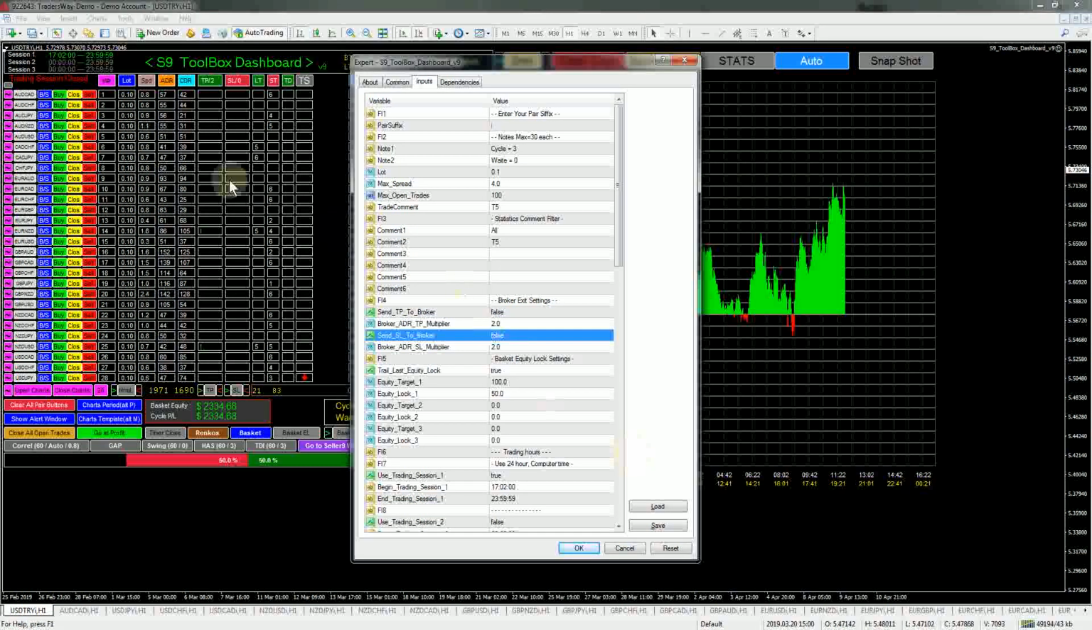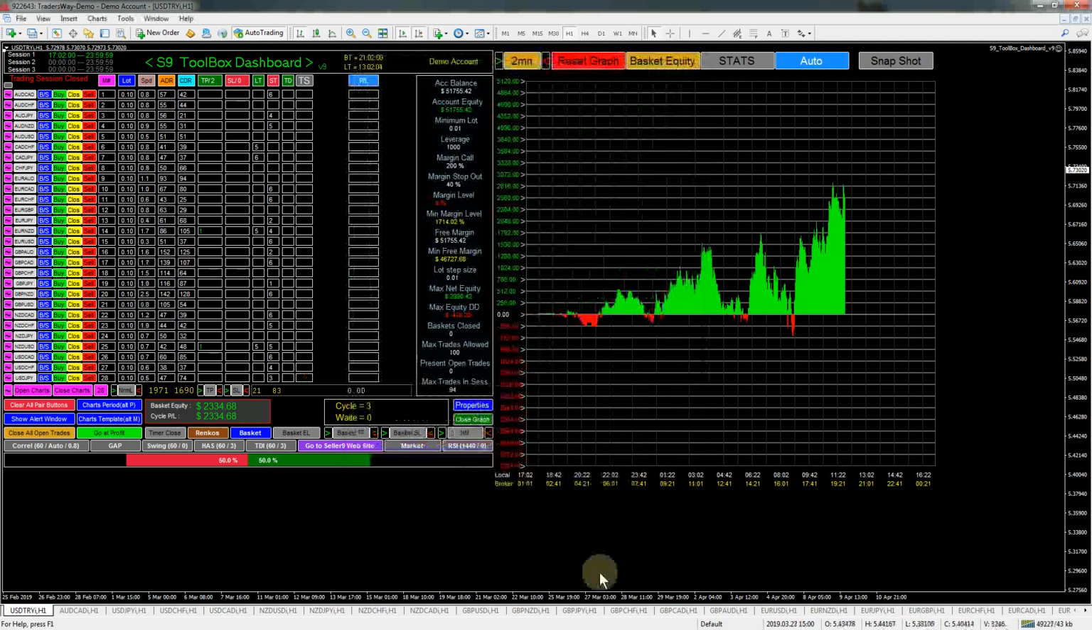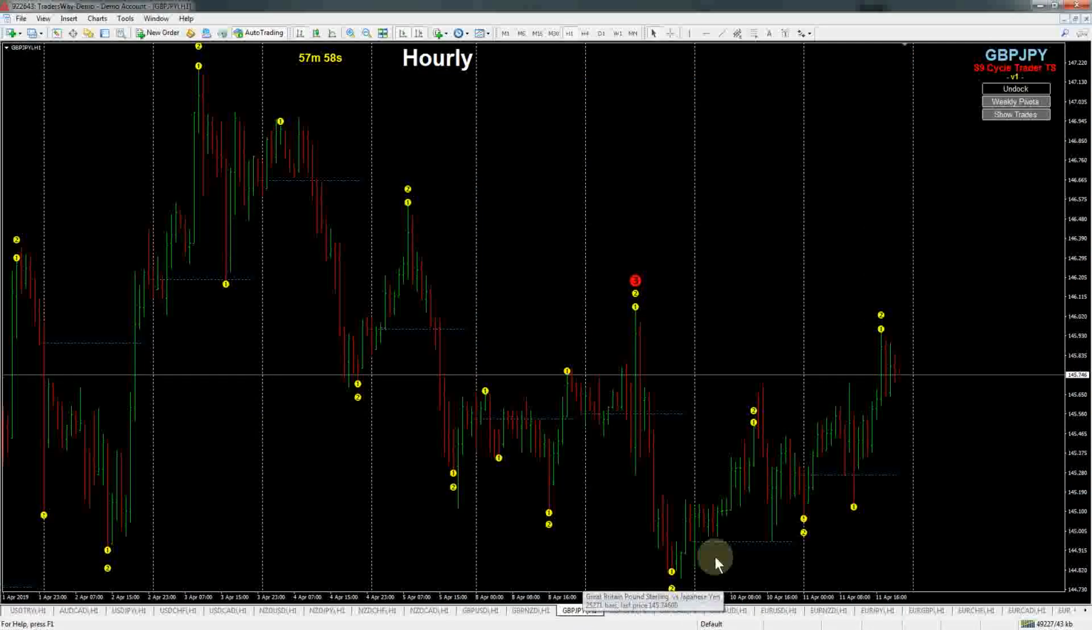It does basically the same thing as this stop loss does over here, except it goes to the broker. The only difference is this is not a trailing stop loss, where this one here can be a trailing stop loss if you want it to be. Okay, so I think we'll leave it at that.